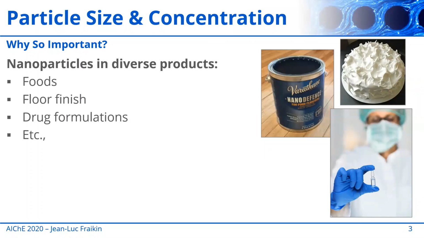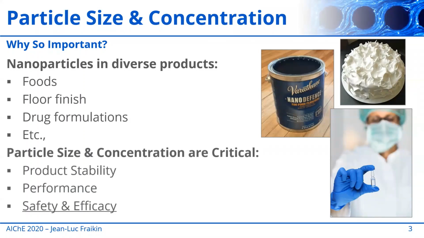So in all cases, the particle size and concentration are critical metrics because they inform us about the product stability. They can be indicators of instabilities, for example. It's important to have a stable formulation for product performance. And in the life science examples, these are critically related to safety and efficacy of the products, of the drugs.